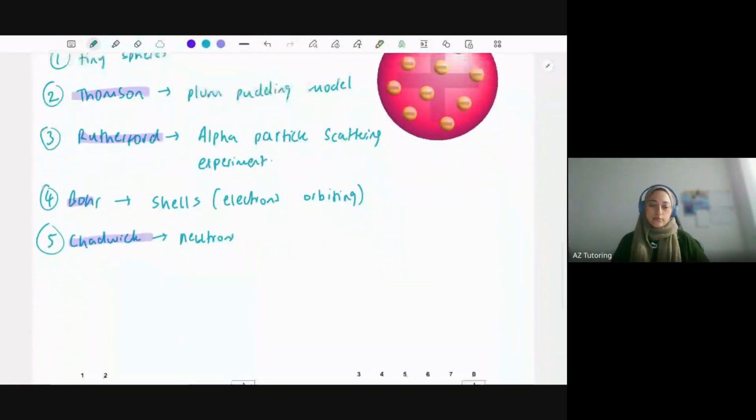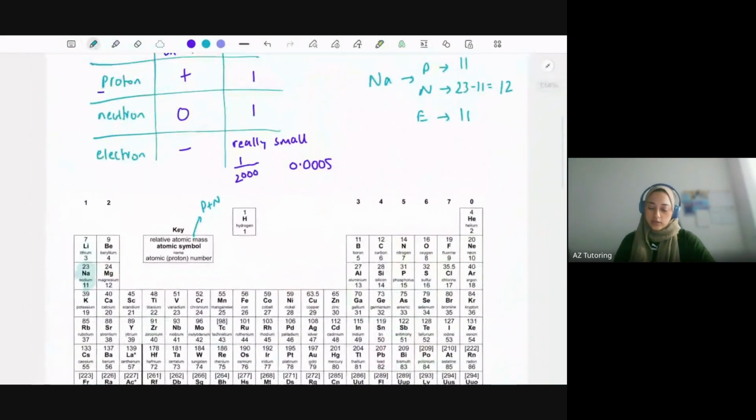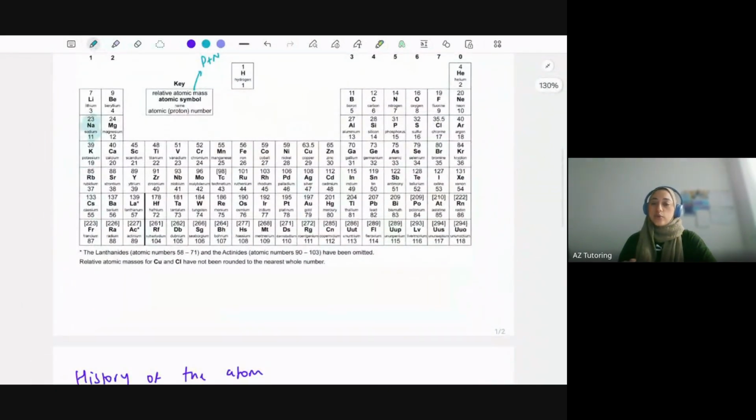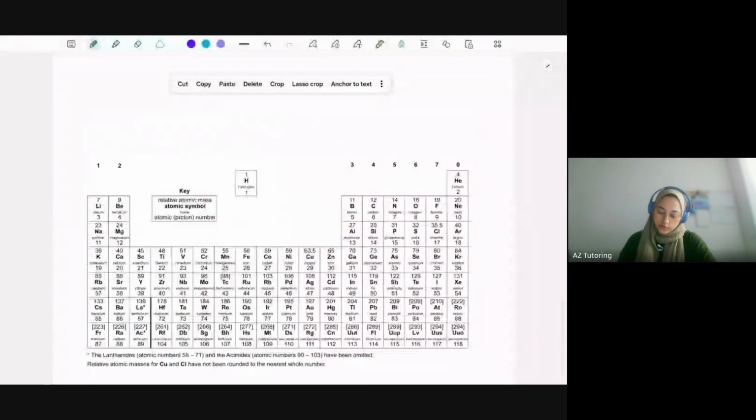Okay. How do we do electronic structure as well? So in terms of electronic structure, it's just the number of electrons an atom has. So let me move this down.